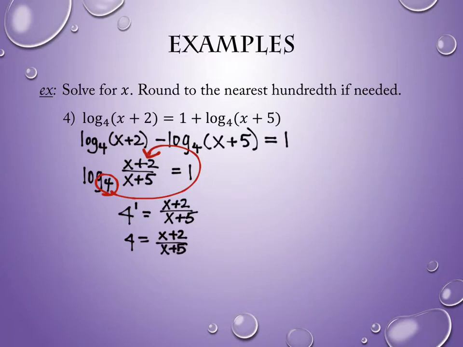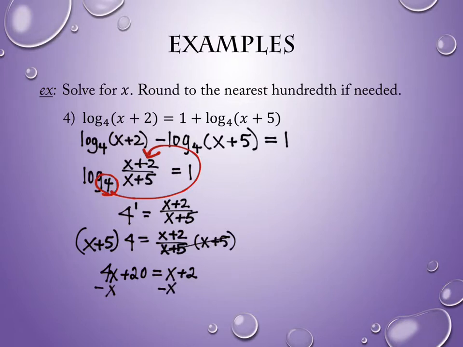Awesome. I'm going to multiply by x plus 5. So of course I do that because it's going to cancel on the right. What is x plus 5 times 4? 4x plus 20 equals x plus 2. Now what? Subtract an x. So I have 3x plus 20 equals 2.